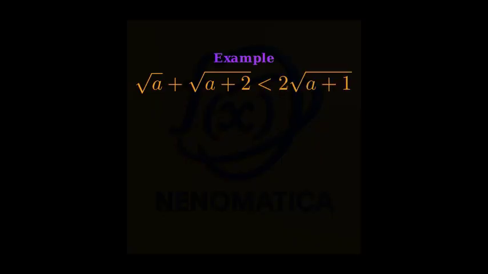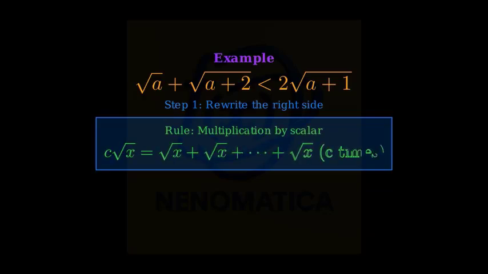Let's start by looking at our problem. We need to prove the inequality: square root of a plus square root of a plus 2 is less than 2 times square root of a plus 1. Let's follow the solution process exactly as shown in our algorithm.